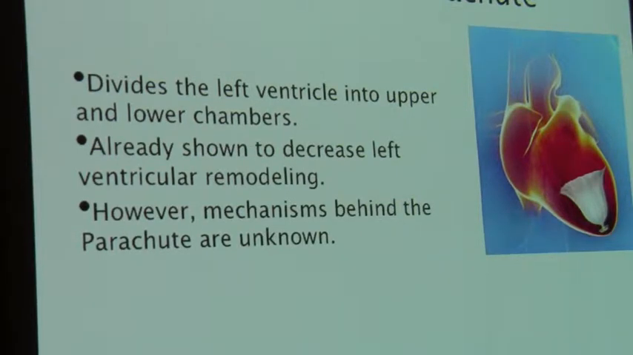The device that I studied this summer was the CardioKinetics parachute. It is a parachute-shaped device. It's catheter-based also, and it is percutaneously delivered through the femoral artery into the left ventricle, where it opens up and partitions the left ventricle into upper and lower portions. Now, it has already been shown to decrease left ventricular volume after a myocardial infarction. However, the mechanism behind this decrease in volume is unknown. So that's what I did this summer.